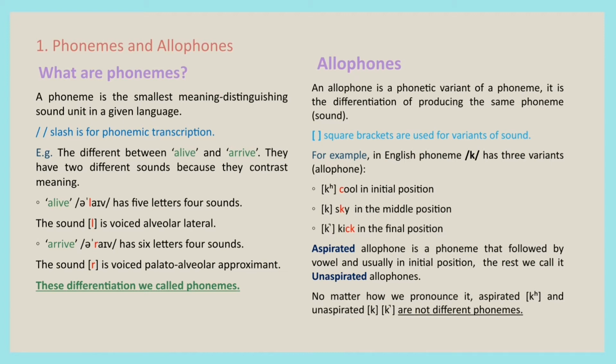There are aspirated and non-aspirated allophones. Aspirated allophone is a phoneme that is followed by a vowel and usually in initial position, such as in the word cool. There is a little bit of a puff of air when we produce it. Cool. The rest, we call unaspirated allophones, such as in the words sky and cake. There is no puff of air.